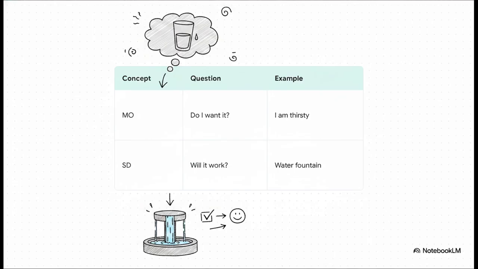Like, hey, a water fountain is available. That's external. Here's the kicker. You can be incredibly thirsty, meaning you have a massive MO, but if there's no water fountain around, there's no SD. You absolutely need both of these working together to successfully produce a behavior and snag that reward.